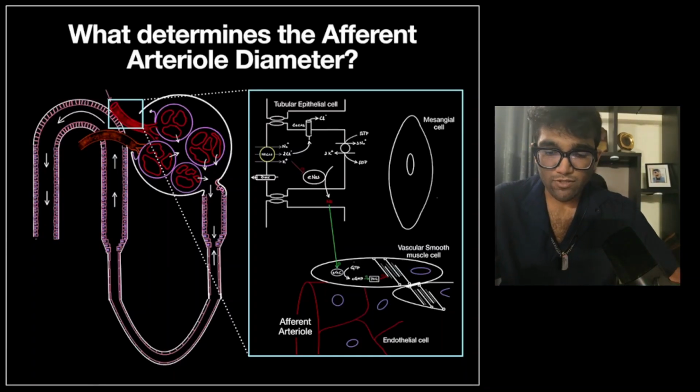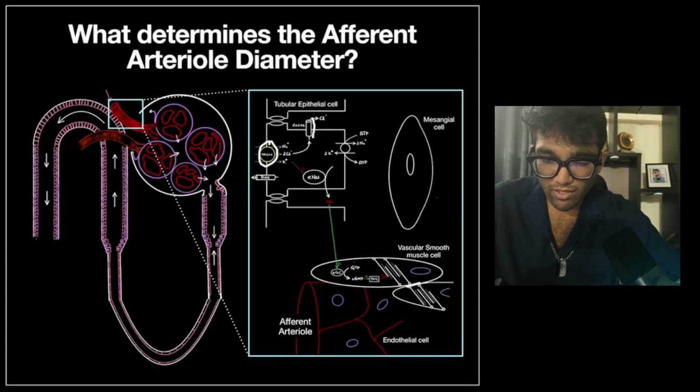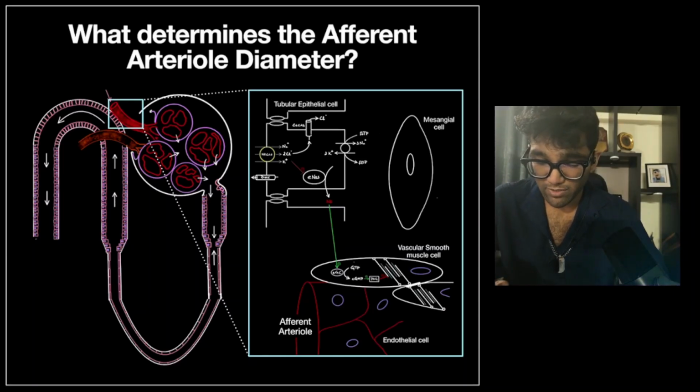Okay, so this is a thick ascending loop of Henle. You've got your sodium potassium 2 chloride channel here. You've got your basolateral chloride channel, which is leaking chloride into the extracellular space here. You've got your basolateral sodium potassium ATPase pump there, and you've got your apical ROMK channel, which is leaking potassium into the lumen. So potassium is accumulating here, chloride is accumulating here.